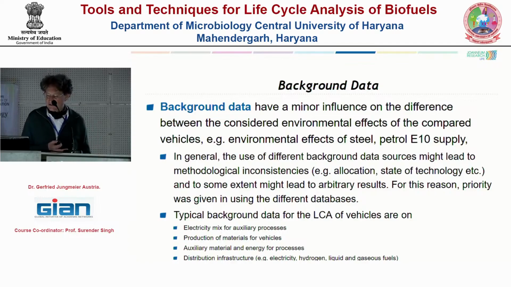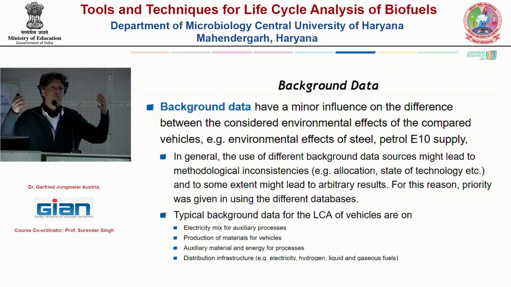Normally, it's the electricity mix for the electricity you need for the different processes. It's also the production of specific materials. So in the building phase, the concrete, the steel, the aluminum, the copper you need to build your system. Normally, you go to a database and use that. Even if you need different chemicals, you normally take them from a database.